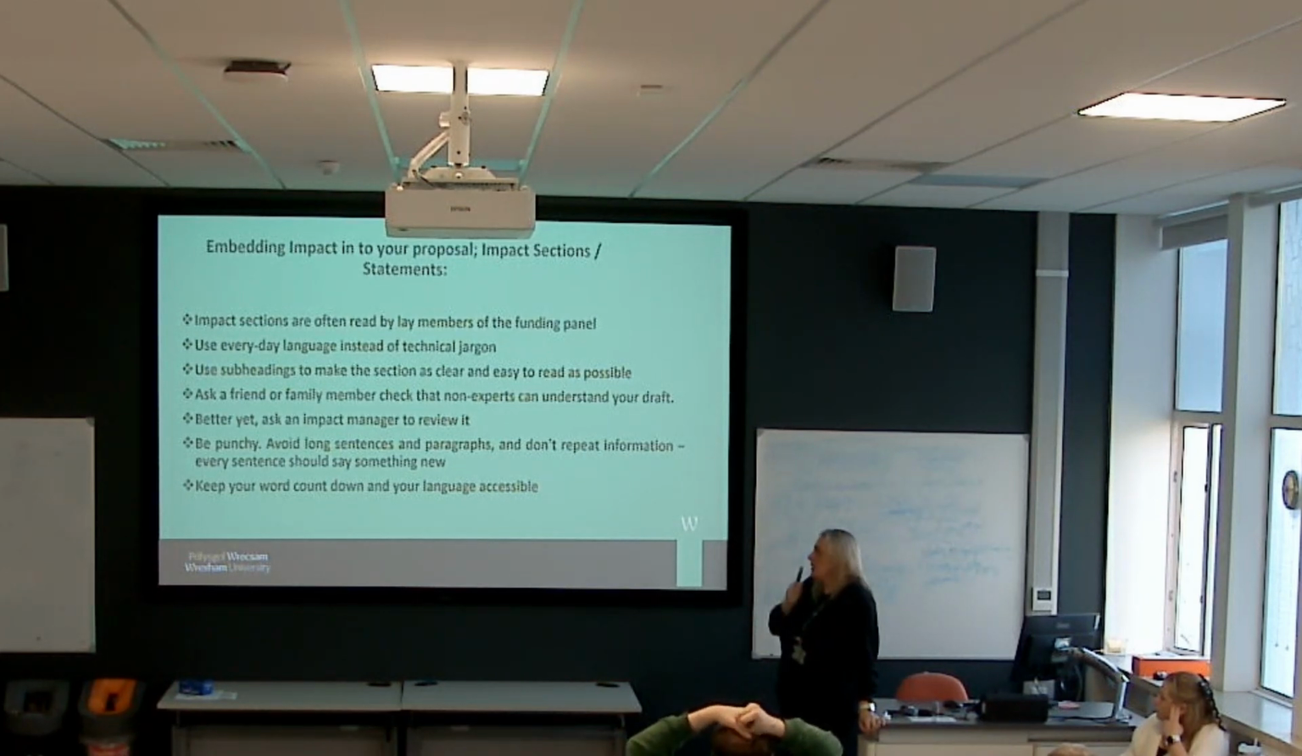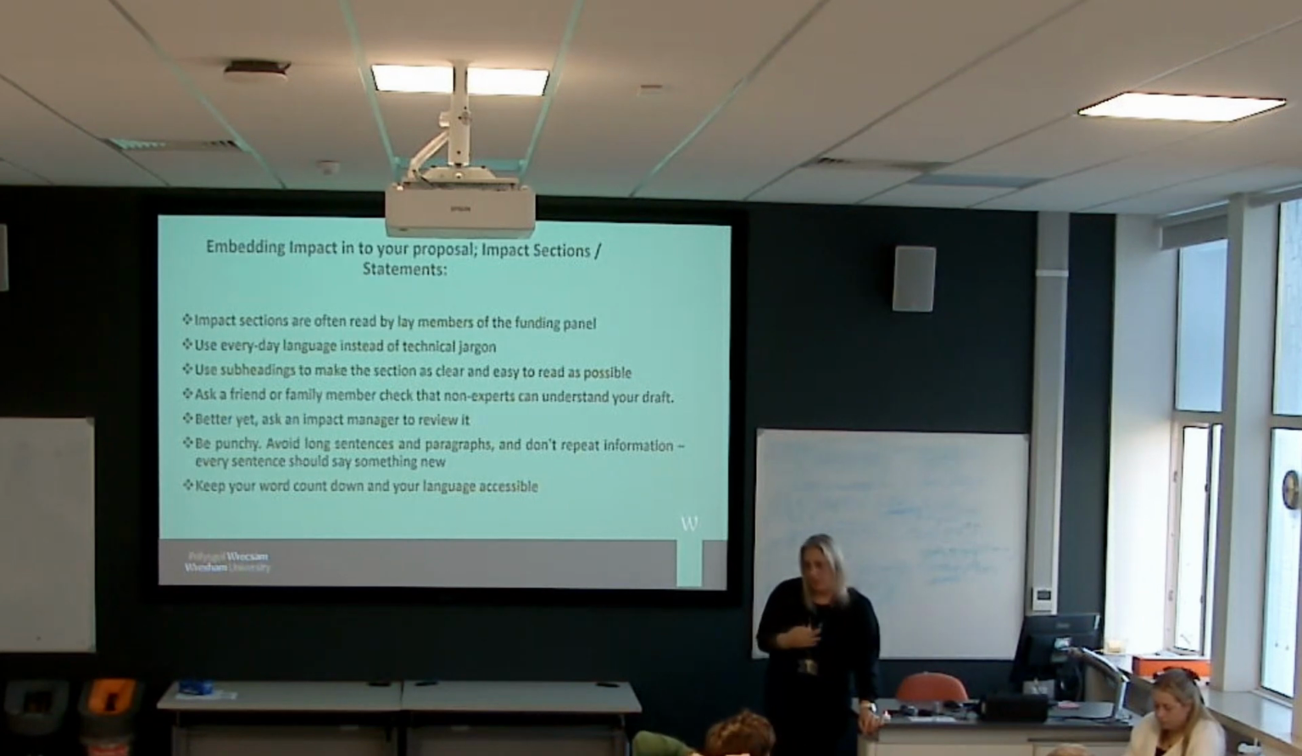Often impact sections are read by non-technical people, so make sure it is legible, it is understandable to somebody who doesn't have the level of technical knowledge that you have. Make it clear, make it concise. There's no harm in asking a friend or family member to have a read. Obviously, we will read it as well, but somebody who has absolutely no idea of academia, of the subject area, ask them to have a read, ask them if they understand it.